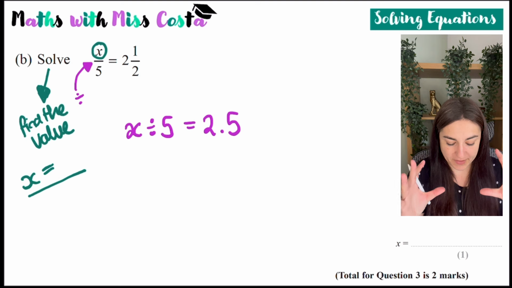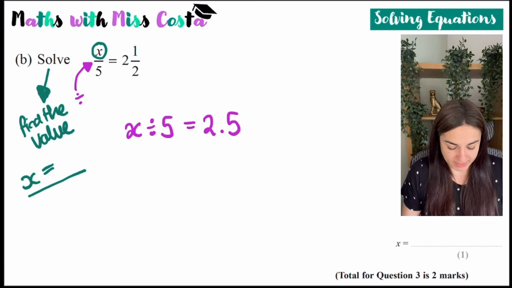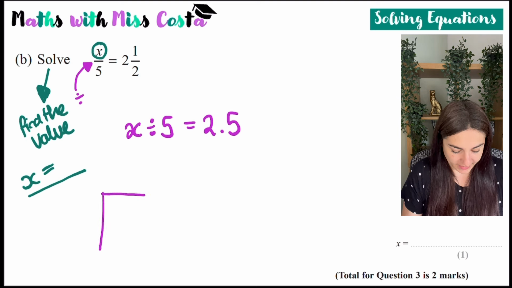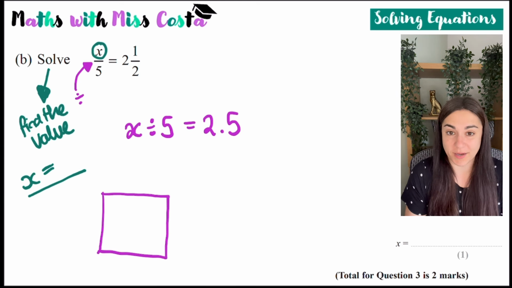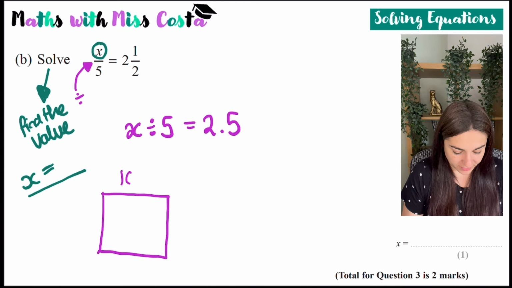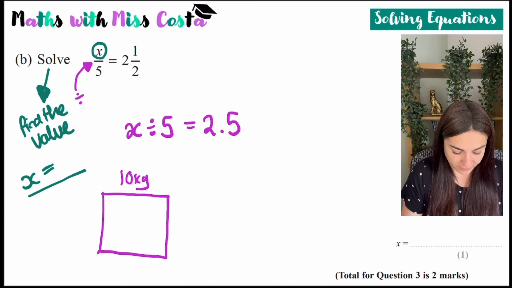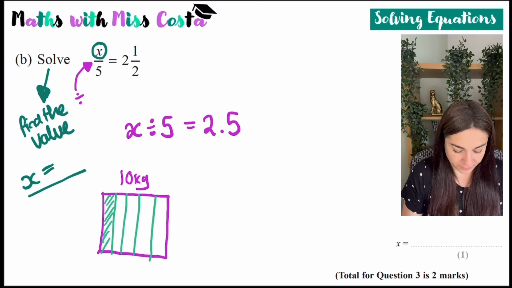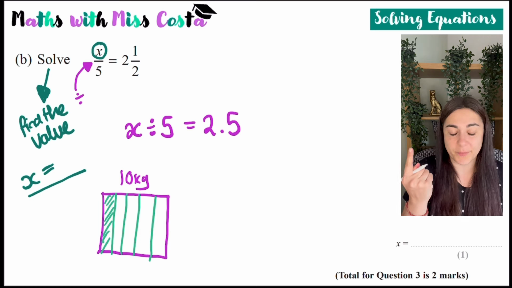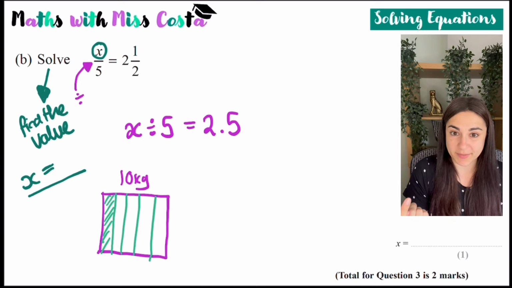Now, something is being divided by 5. So if I said to you, I've got a giant chocolate bar, and it's worth 10 kilograms, and then I split it between 5 people. What am I doing when I'm dividing? So I'm going 1, 2, 3, 4, 5. 10 divided by 5, each individual part would just be 2 kilograms. So when I'm dividing, I'm splitting it.